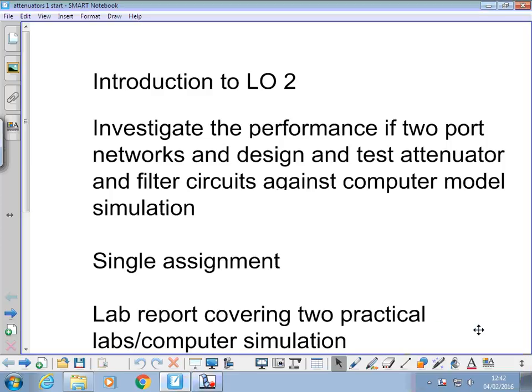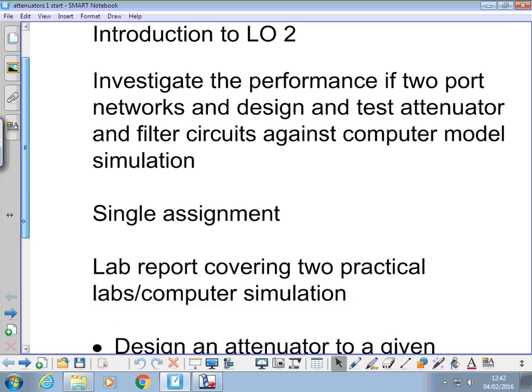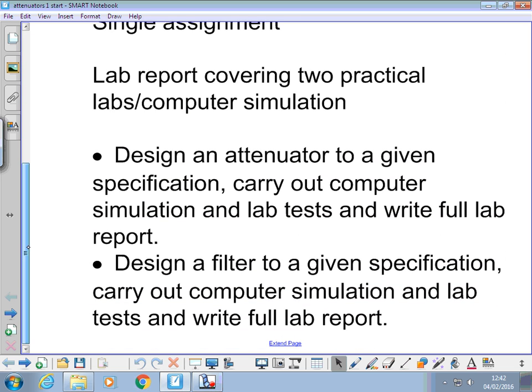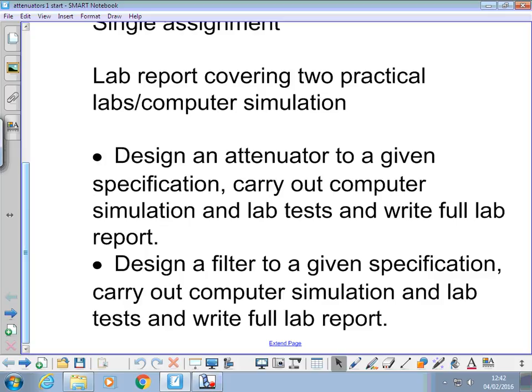Introduction to Learning Outcome 2. So we're going to investigate the performance of two-port networks and design and test attenuating filter circuits against a computer model simulation. So, a single assignment that I've already talked about, which is a lab report covering 2 practical labs and computer simulations.